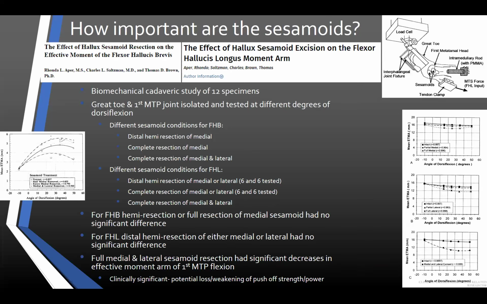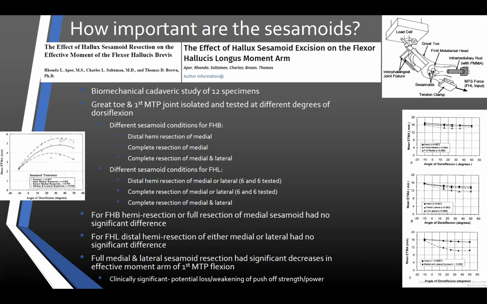Looking at that, there was a paired biomechanical study from 1994 and 1996 that really studied this, looking at what the biomechanical effect is if you do excise the sesamoids, and they used cadaveric studies for this. In the 1994 study, they focused on the FHB, while the 1996 study focused on the FHL. In both studies, they used 12 specimens. They isolated the first metatarsal joint, and they tested different conditions with sesamoid excision.